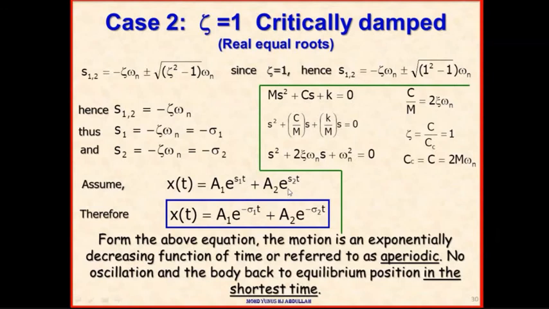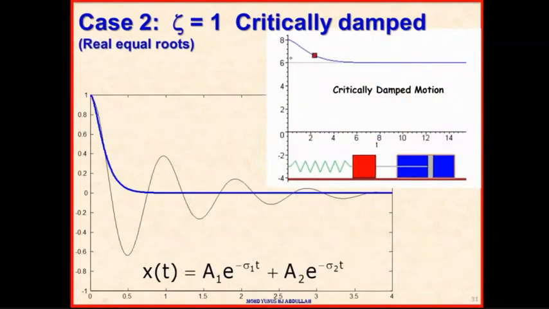How do you show it in the graph? Look at here. You come back in a very short period of time, then you stop. It is decaying, so the graph will be presented by the blue line. Look at the system again: there is no oscillatory motion.